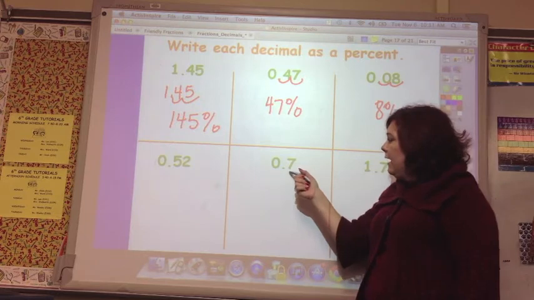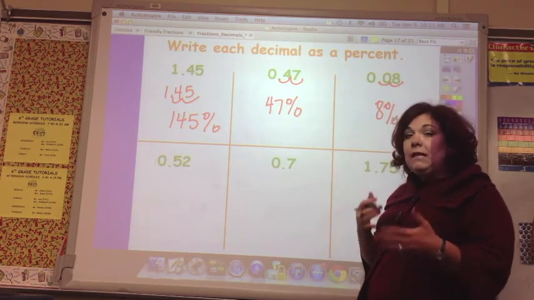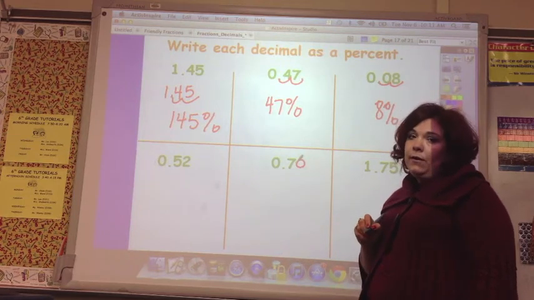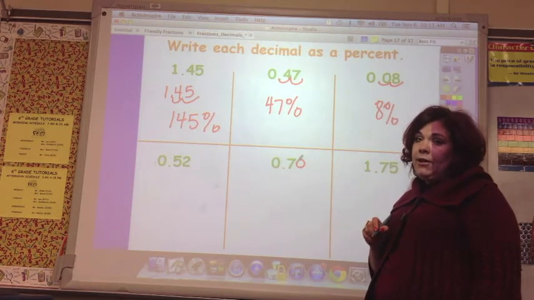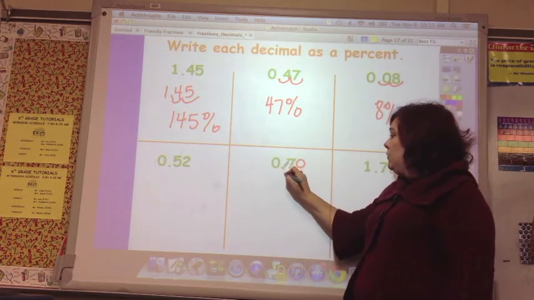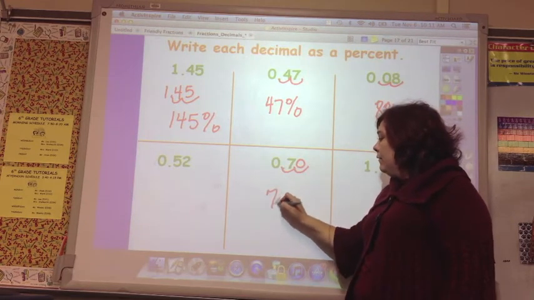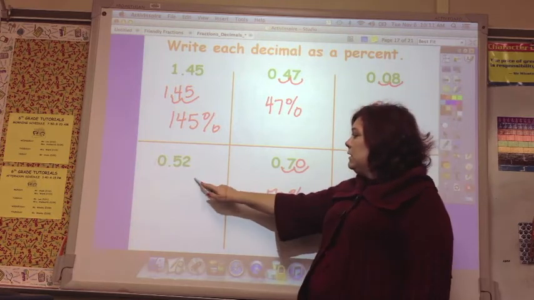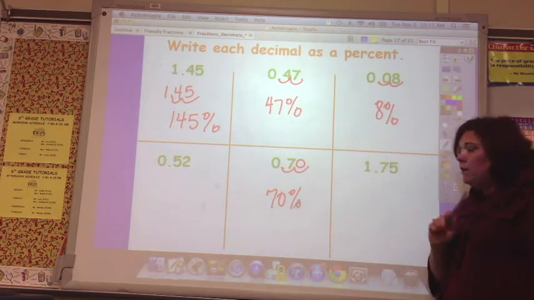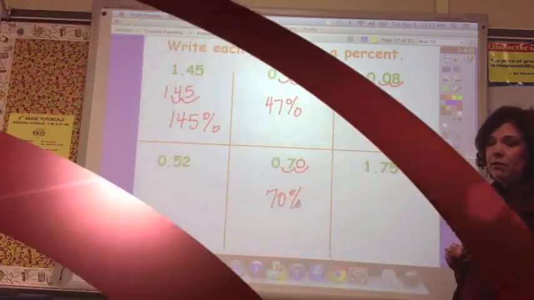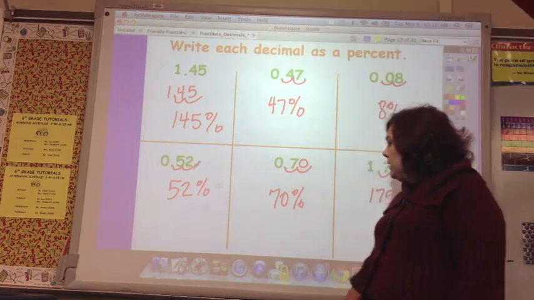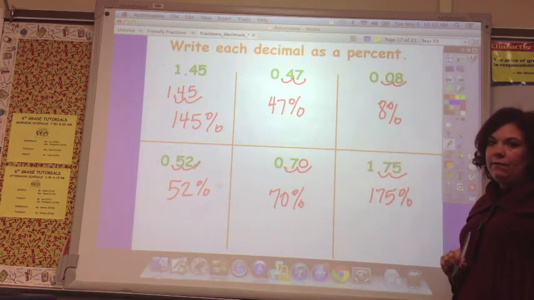And look at what happens here. What if there's not 2 places to go? Now you know you can add a 0 and that doesn't change the value of the number. So you go Dr. Pepper, add the percent sign. So go ahead and do this one and this one and jot down a couple of these in your notes. Okay, so this one is 52% and this one is 175%.